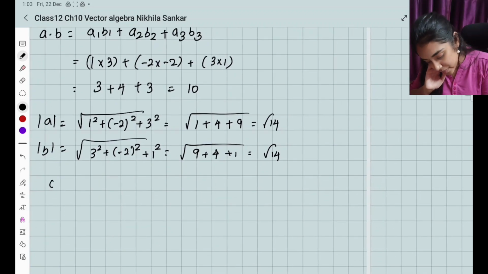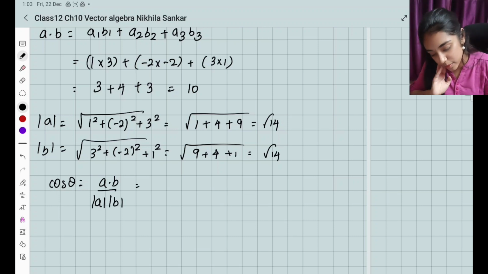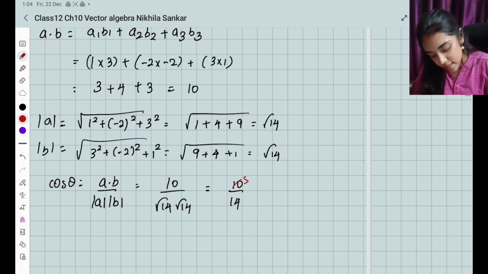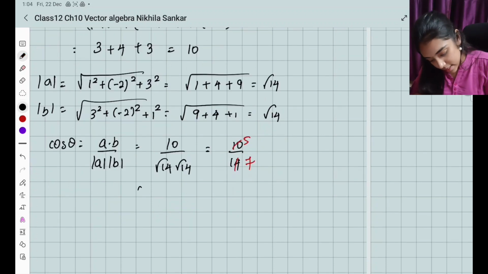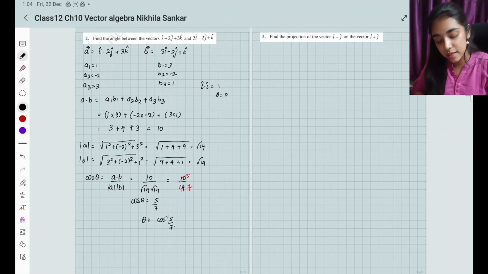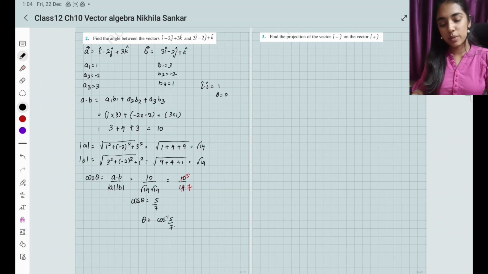So I have cos theta equals a dot b divided by mod a times mod b. So this is going to be 10 divided by √14 times √14, which is 10 divided by 14. 2 table la cancel panna, 2 5s are 10, 2 7s are 14. So I have cos theta equals 5 by 7. So theta equals cos inverse of 5 divided by 7. Okay, please copy. Formula use panni pota romba simple.